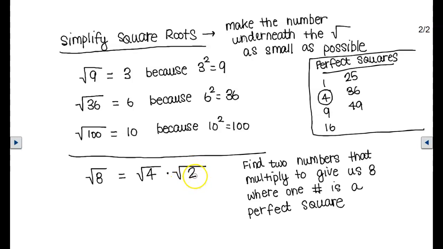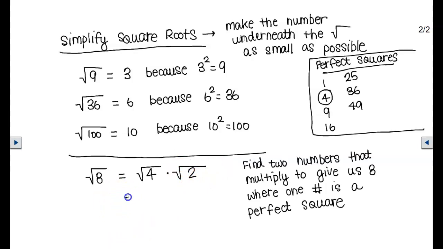So you're going to hear me talk about that a lot. When you need to simplify a square root where your number is not a perfect square, you are going to split it up into two radicals. The first one is something you can take the square root of, so it's got to be a perfect square, and the second number will be something that you can't take the square root of.